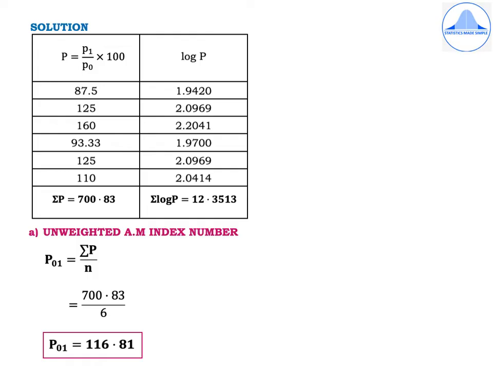So in the first subdivision, write the side heading as unweighted arithmetic mean index number, and then write the formula P01 equal to summation P by N, which is equal to 700.83, and the number of items which are given are 6, so it is divided by 6. So we get the index number P01 equal to 116.81.